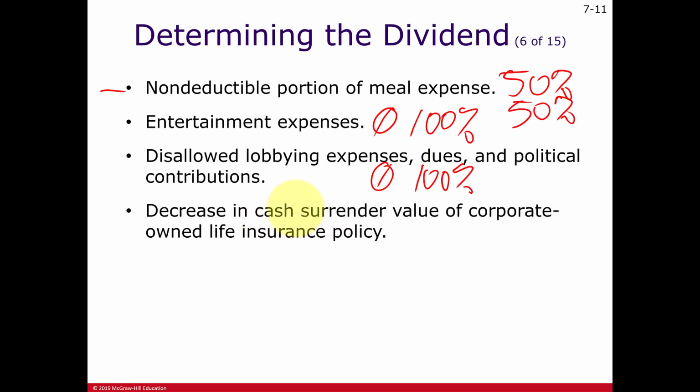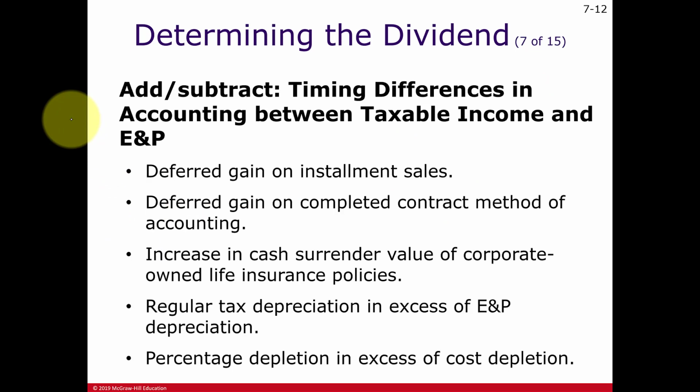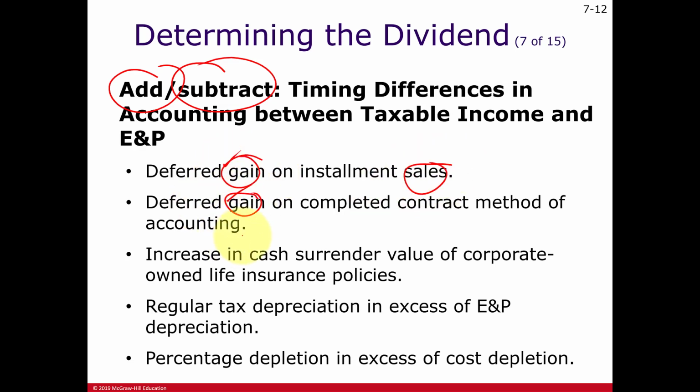Let's see, so this is the turnaround here: when cash surrender value decreases, again, less funds available, that's all subtracted out to reduce the taxable income to get to the earnings and profits. The next type of adjustment, again, is those temporary differences, which could either be plus or minus to the taxable income. So this is just postponing the taxable income, but for earnings and profit purposes, you recognize the whole gain at the point of sale. You recognize the whole gain when you finish the contract. Well, actually, over the period in which you earn, probably percentage of completion method versus completed contract method.